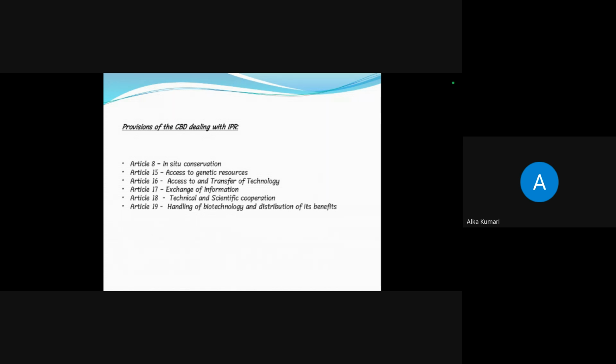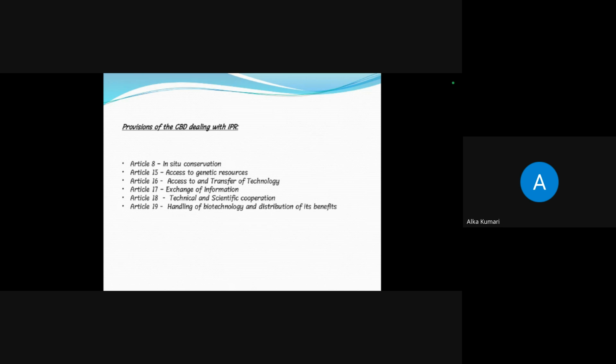And the second provision which deals with IPR is Article 15, access to genetic resources. Recognizing the sovereign rights of states over their natural resources, the authority to determine access to genetic resources rests with the national government and is subject to national legislation. In India also there is a debate between state subjects, union subjects, and concurrent subjects. In such situations, you should always maintain natural resources under national legislation, in the hands of national governments.